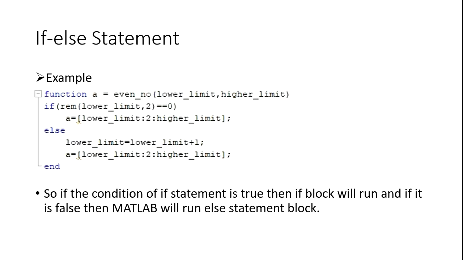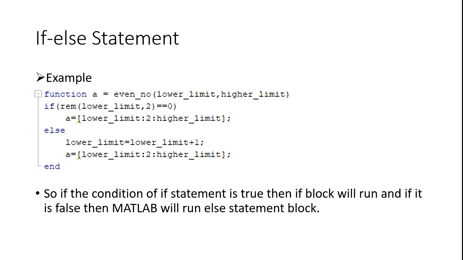Here I have one example for you. If you watched all my videos, I have written one program to get even numbers from 0 to 100. But there is one drawback of that program. If the starting number which I give as the lower limit of the program is an odd number, it gives all odd numbers and doesn't give any even numbers. So here I use an if-else statement to overcome this drawback.